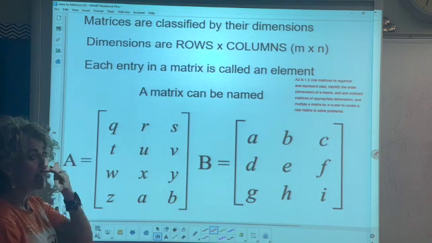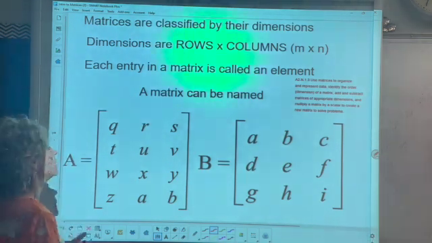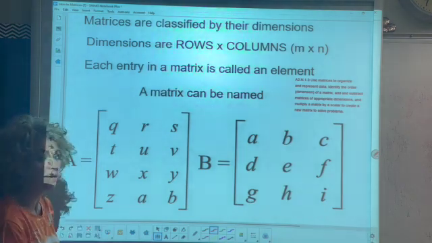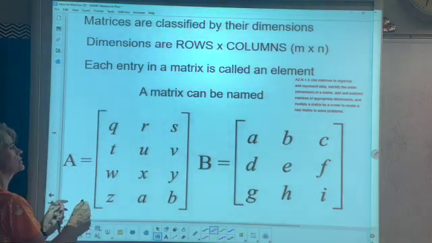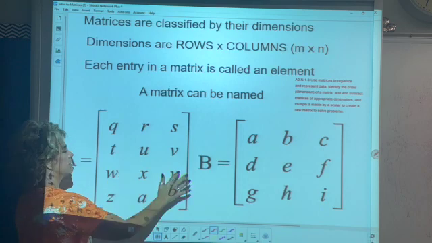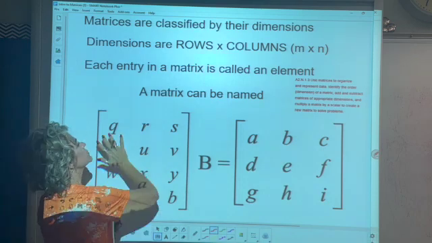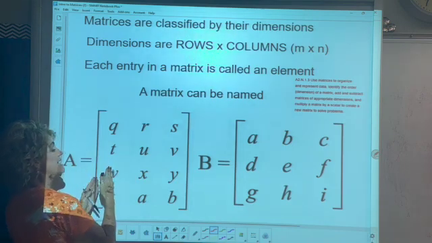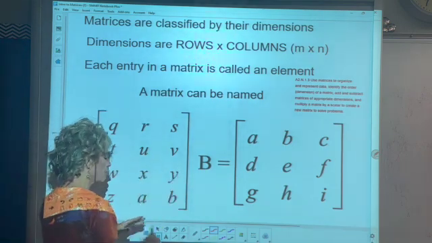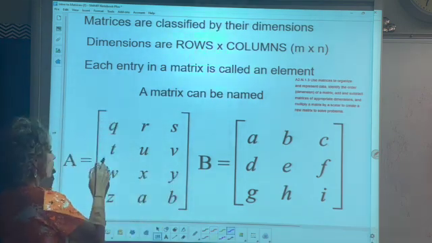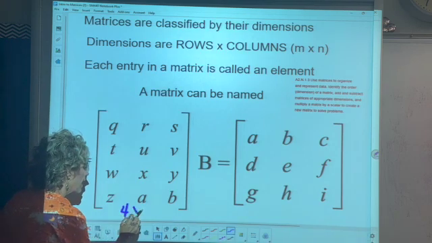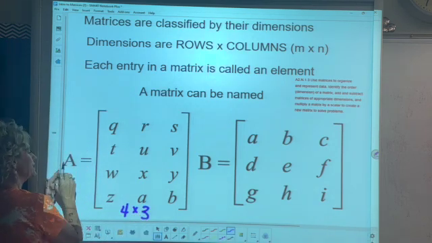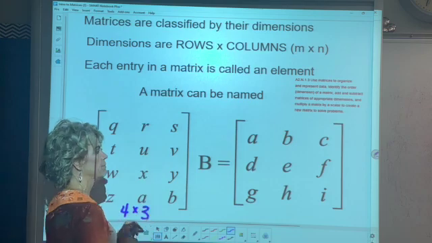Now, matrices can be named as well, okay? They are normally named with a capital letter. A equals QRS, TUV, WXY, Z, AB. So all of these elements are in matrix A. Matrix A is a 4 by 3 matrix, 4 rows by 3 columns. Matrix A has 12 elements.